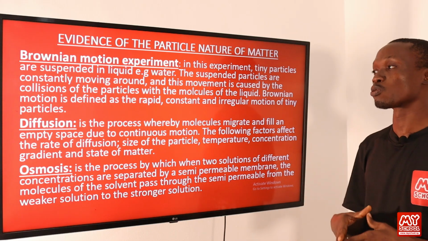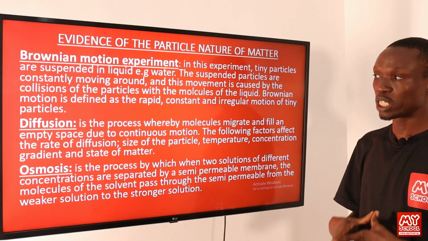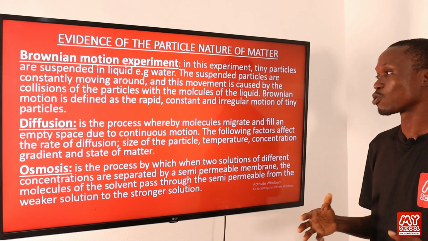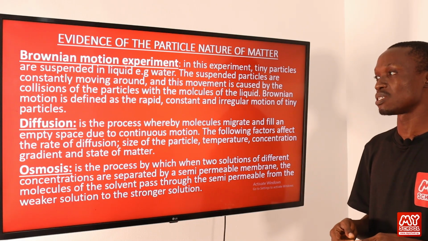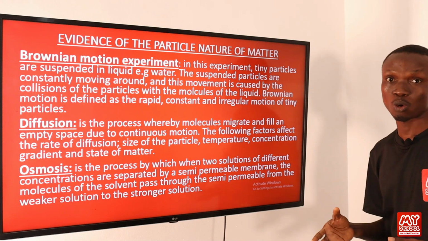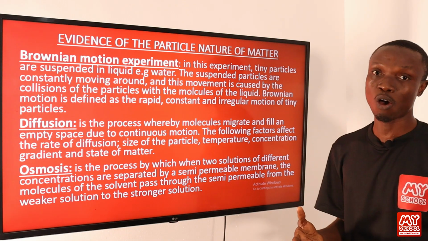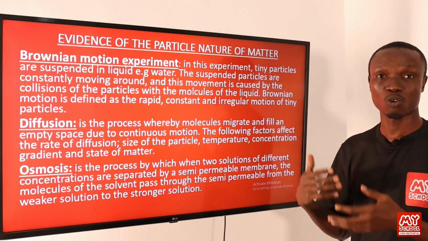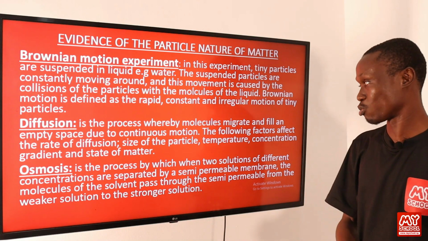So let's move on to the second evidence that shows that matter is made up of particles, which is diffusion. Diffusion is the process whereby molecules migrate and fill an empty space due to continuous motion. We can as well define diffusion as the movement of molecules from the region of higher concentration to the region of lower concentration.